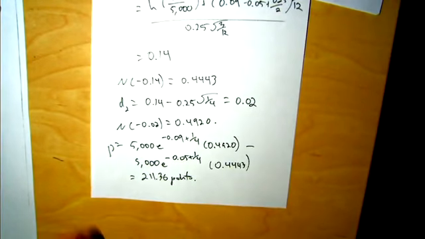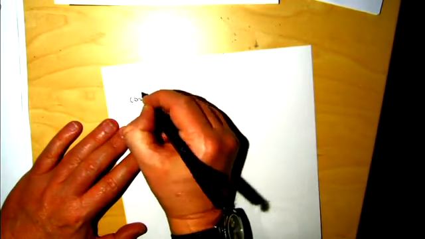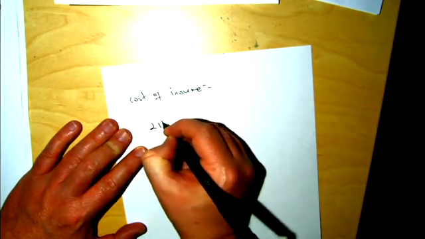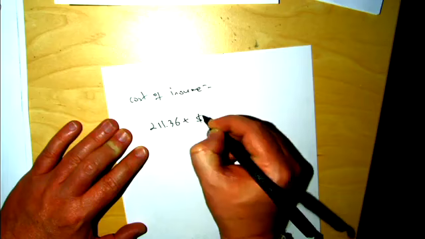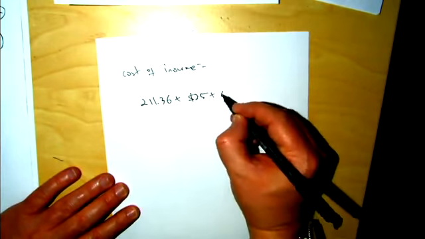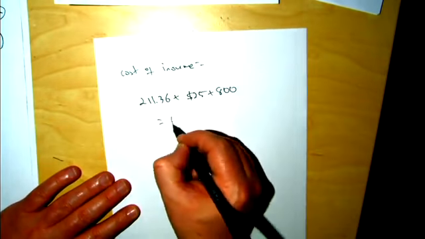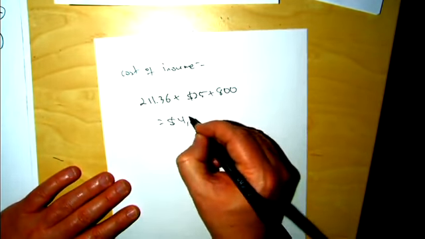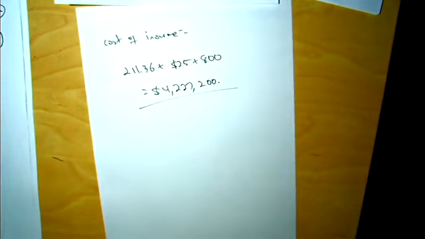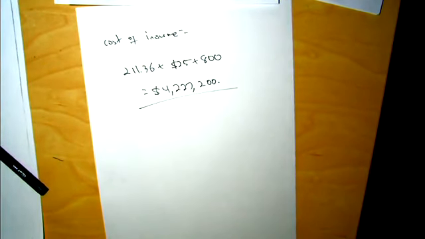Multiply it by what? By 25. So the cost of the insurance is equal to 211.36 times $25 per point, multiplied by what? 800. I need 800 of these contracts. That gives me a cost of $4,227,200. So what happens if the value of the index drops to 4,000 points?